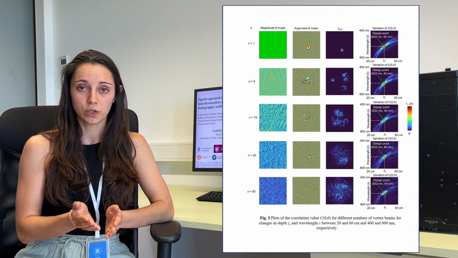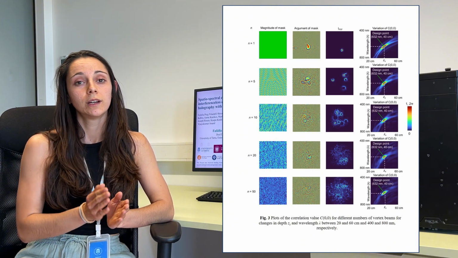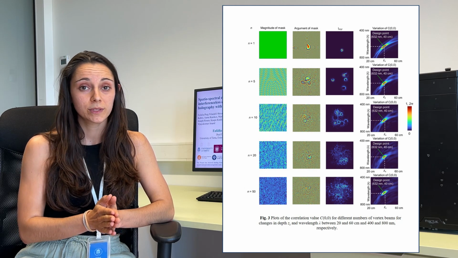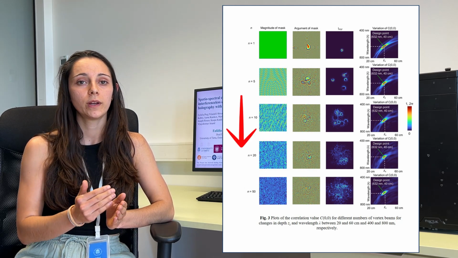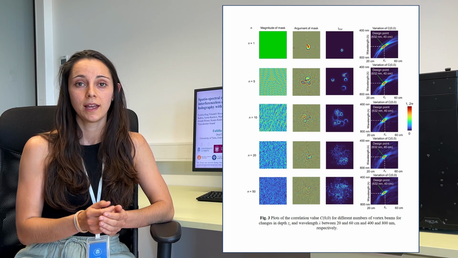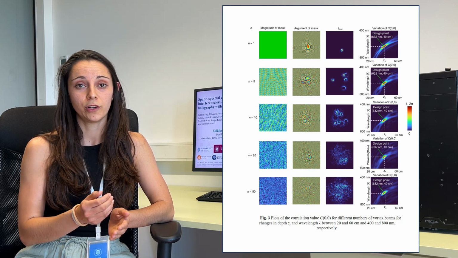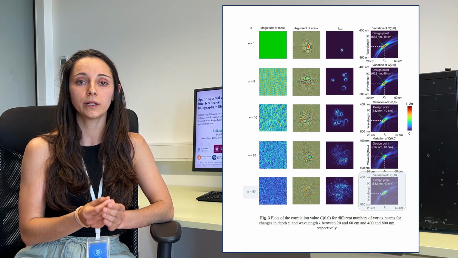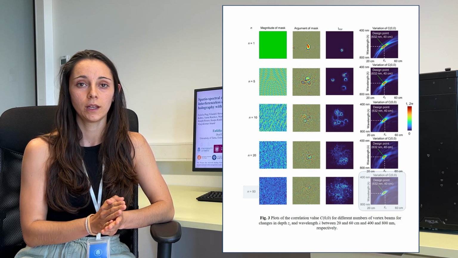The simulations done on depth wavelength reciprocity when using vortex speckles showed that as the number of vortex beams increases, this depth wavelength ambiguity is suppressed, and when the number of beams reached around 50, the ambiguity is removed. Moving on to the experimental part, we validated our simulations through two experimental setups.